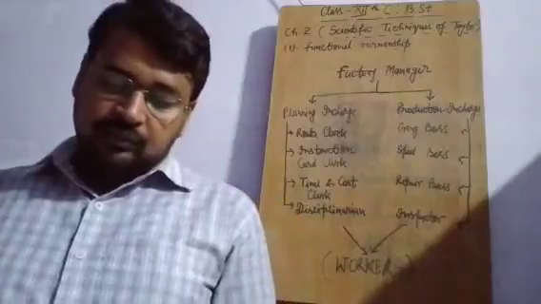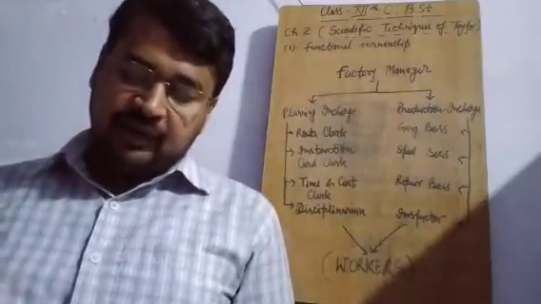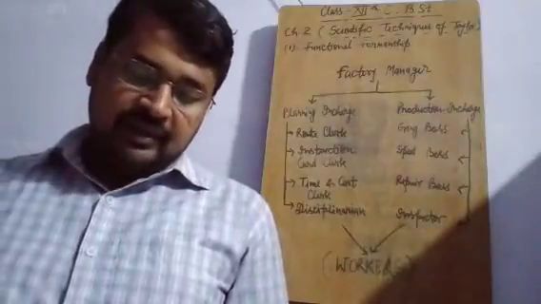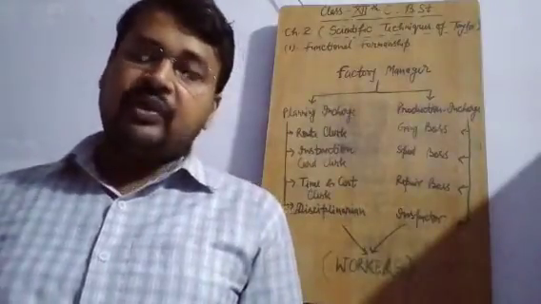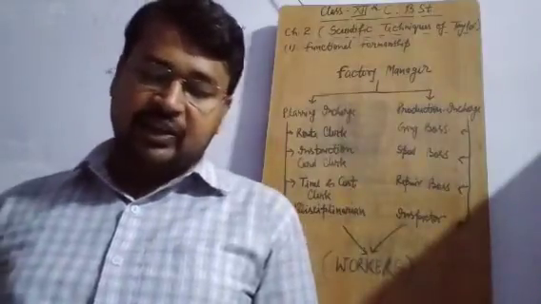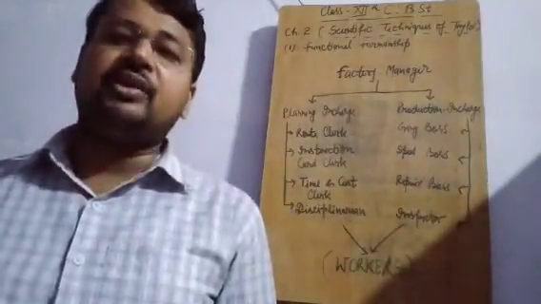Now we will see the more intricacies. What Taylor suggested. Taylor suggested that in each department there must be some functional experts to supervise, guide, and instruct the workers, as one foreman cannot be expert in every aspect of the work.